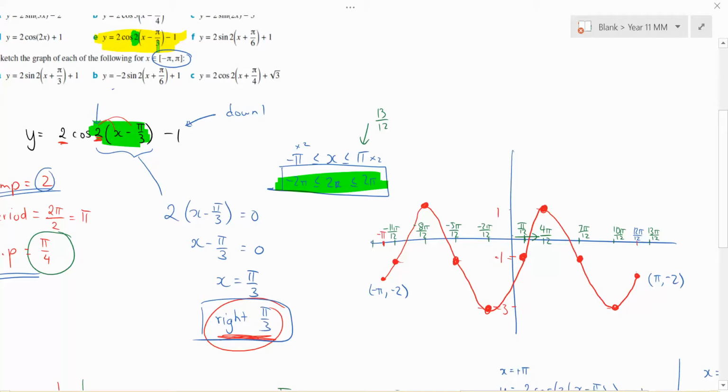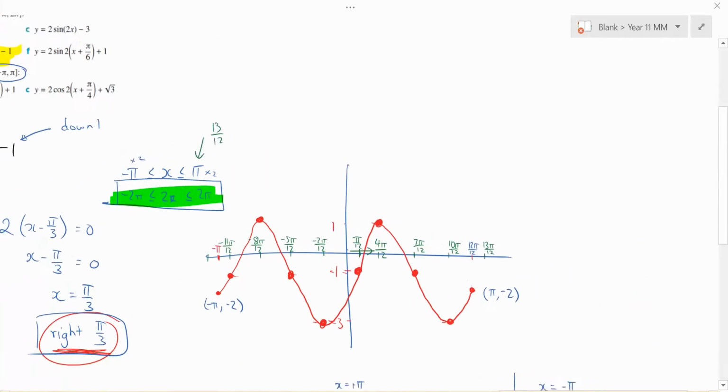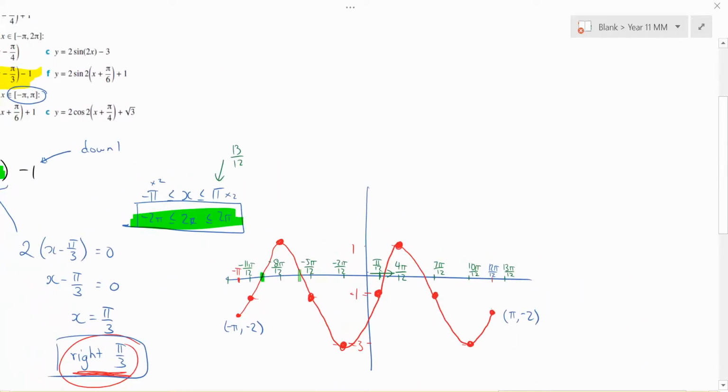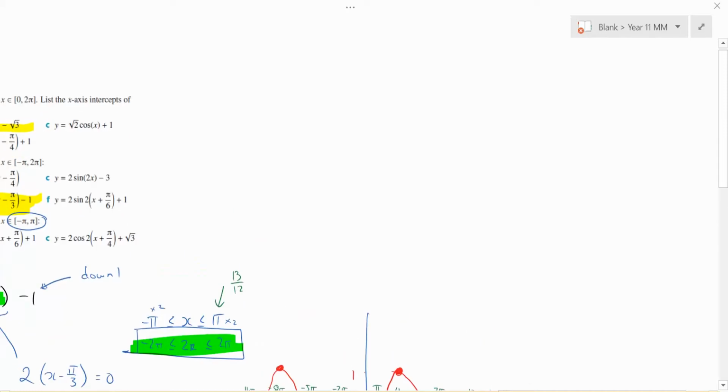Now I told you that I'm not going to teach you the way I teach my year 12s. I'm going to get you to trial and error. Okay. So here we go. We know that we should have 1, 2, 3, 4 solutions. Okay. So let's solve for the x-intercept now.